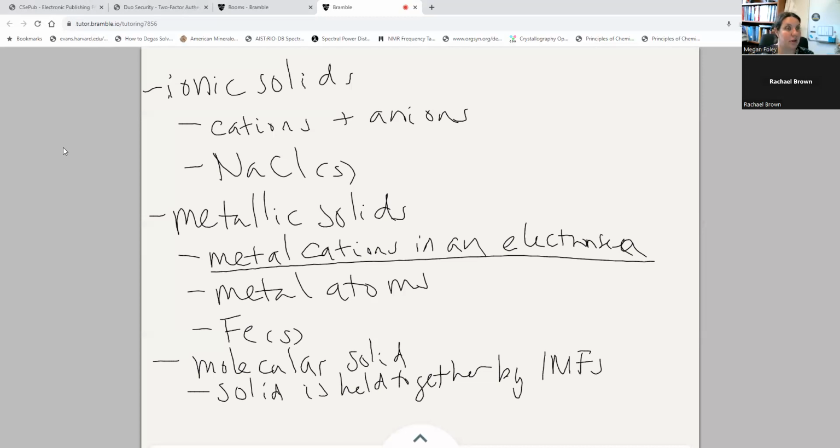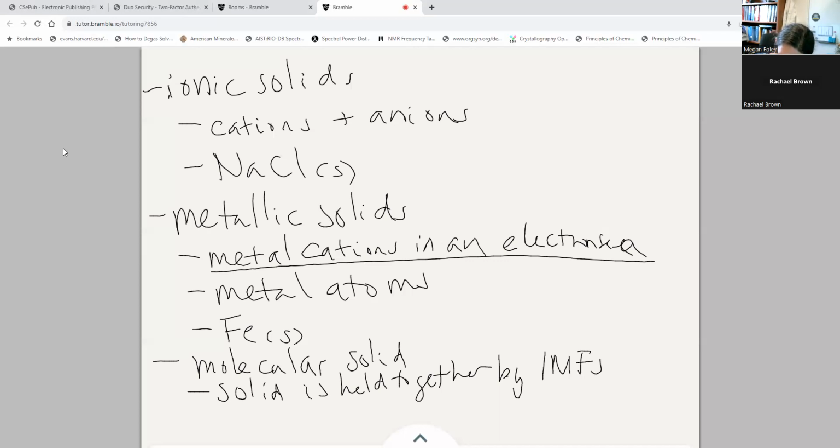Ionic solids, that solid's held together by ionic bonds. Metallic solids, that solid's held together by metallic bonds. Those are both bonds. So generally ionic solids have really high melting points. Metallic solids tend to have high melting points. Molecular solids, on the other hand, are going to have really low melting points because they're not held together by bonds. They're only held together by electrostatic interactions. So they're going to be the lowest melting of all of our solids.